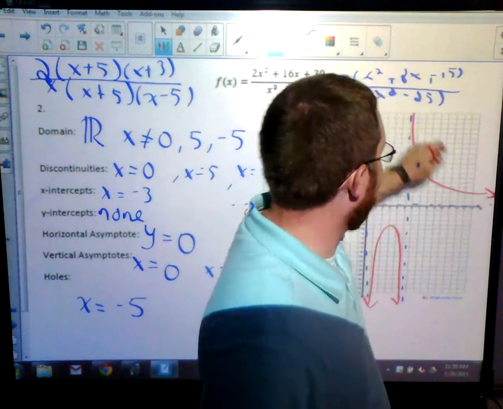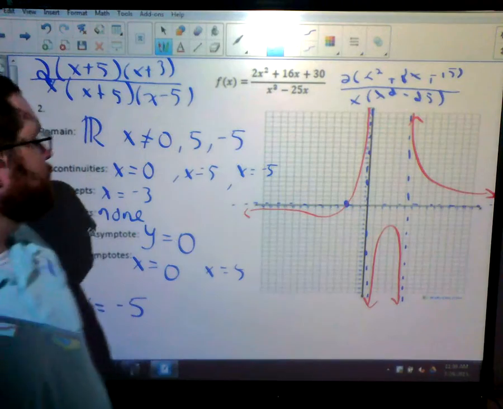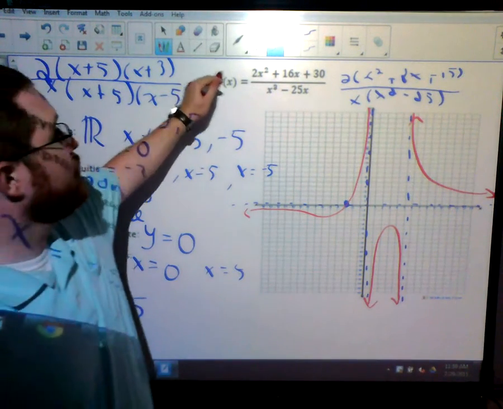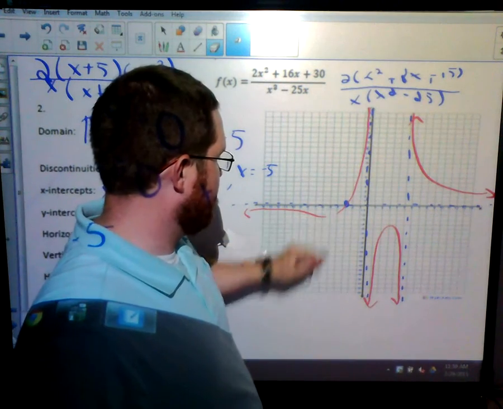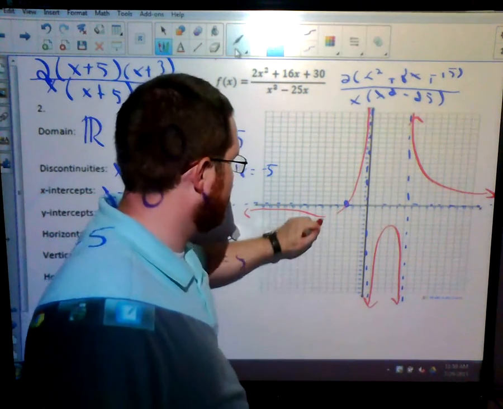But you're missing one thing. Remember, this thing has a hole at negative 5. So I got to go to negative 5. 1, 2, 3, 4, 5. And I've got to draw in an empty hole.